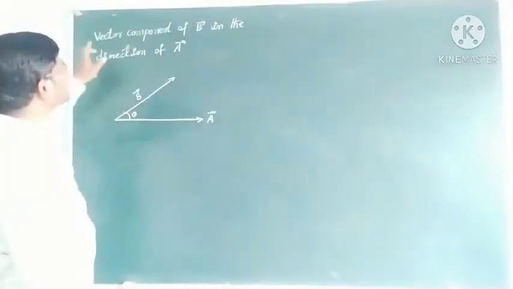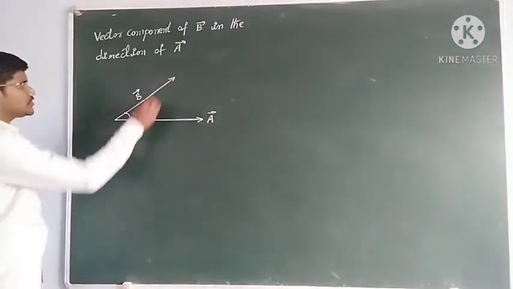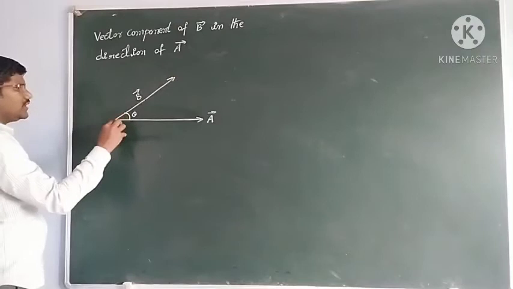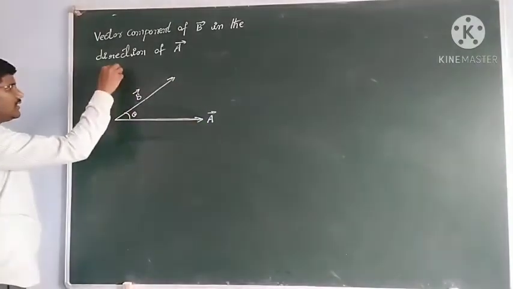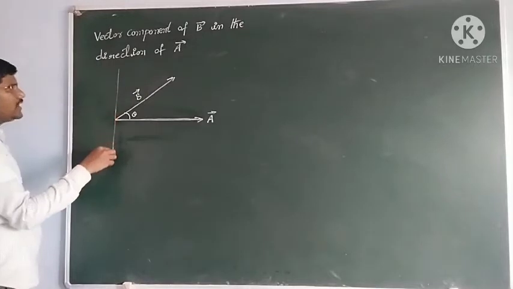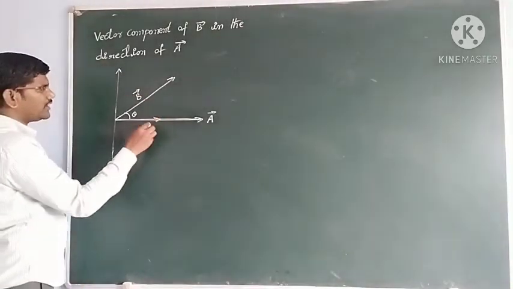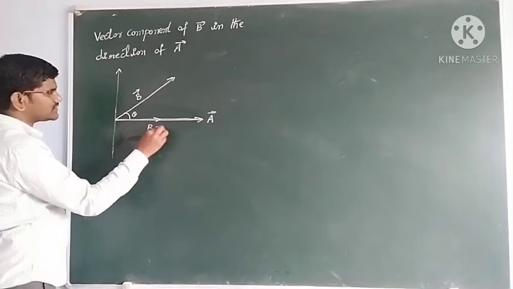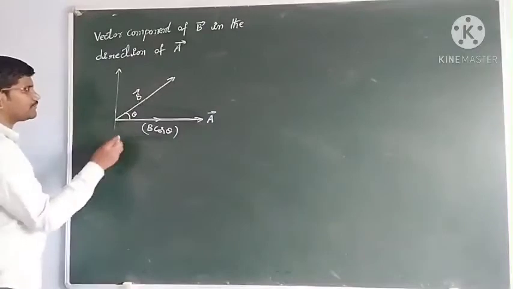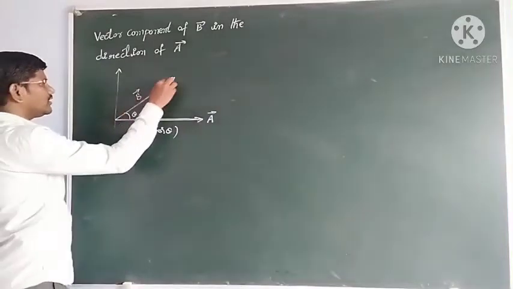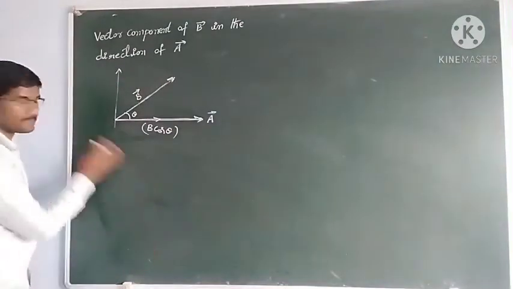Now, the vector component of B bar in the direction of A bar I want. So I am resolving this B into two components. One is along A bar and another one is perpendicular to A bar. So this B bar component, this side, is B cos theta. Okay, students. So this B bar is in the direction of A bar, so its component is B cos theta.